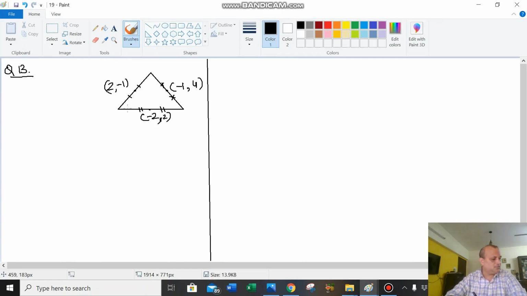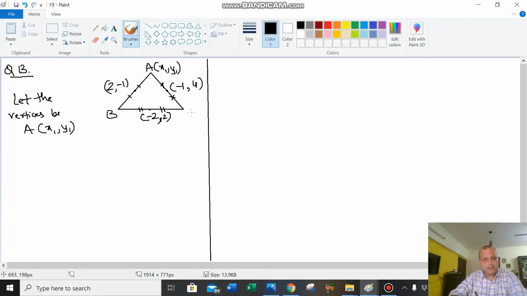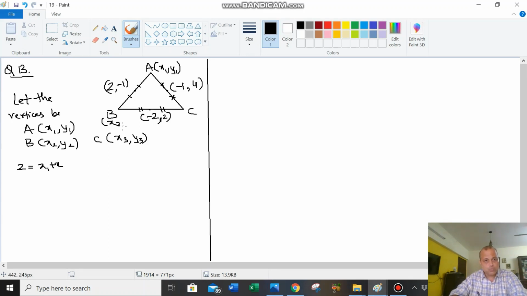Question 13. Question 13 says these 3 points are midpoints of the sides of a triangle. Find the vertices. So the vertices are not given. So let the vertices be A as (x1, y1), B as (x2, y2) and C as (x3, y3). So I know that this point is the midpoint of AB and this is the midpoint of BC. So now using the midpoint formula, 2 is equal to (x1 plus x2) upon 2.